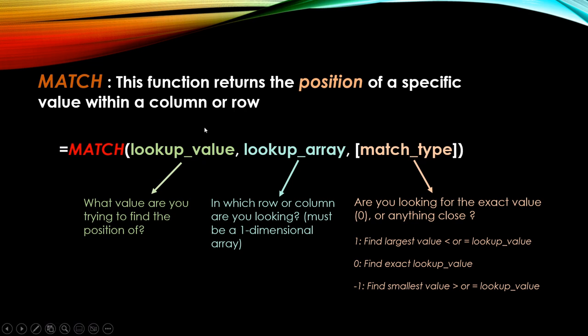So three components of the match function here. You have got your lookup value first, which is what value you are trying to find the position of. Your second is lookup array, which is where you are looking, and note it has to be a one dimensional array. I will tell you why in just a few seconds. The third component is the match type. So if you are looking for the exact value, which you will be 99% of the time, just put 0. If you are looking for something similar, you can use 1 or negative 1 here. So that's all about the match function.